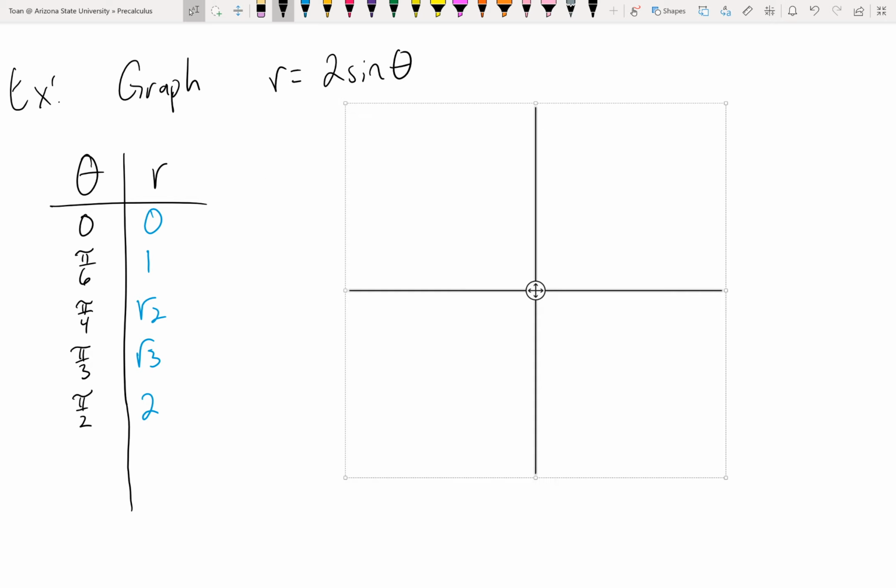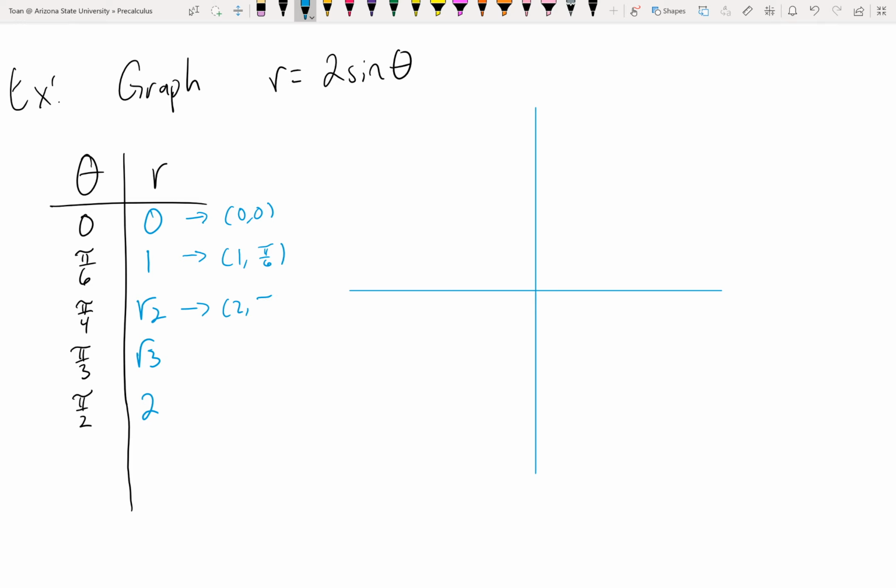So remember, although we made a theta r table, polar points are always r comma theta. So technically speaking, this is 0, 0. That didn't really matter. This is 1 comma pi/6. This is radical 2 comma pi/4. But the ironic thing is, we would graph it backwards anyway. So I'm going to graph 0 radians, and I go 0, which is obviously the origin here.